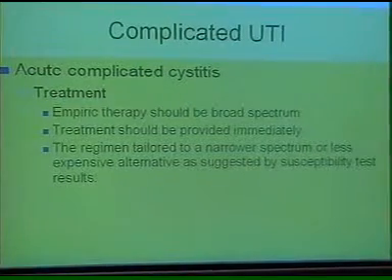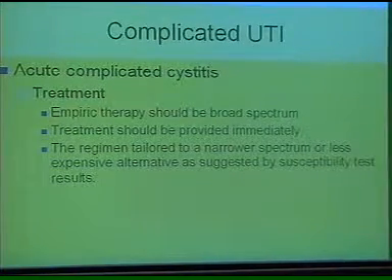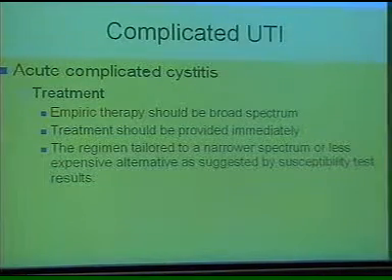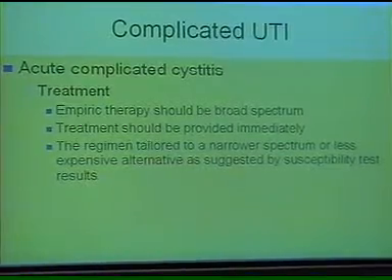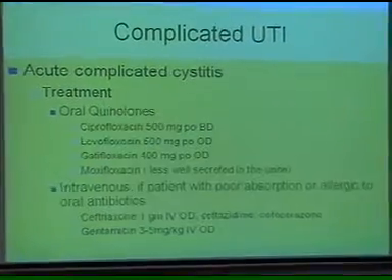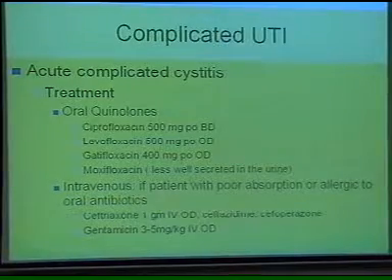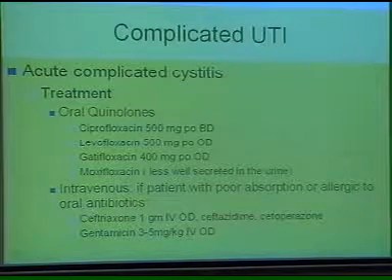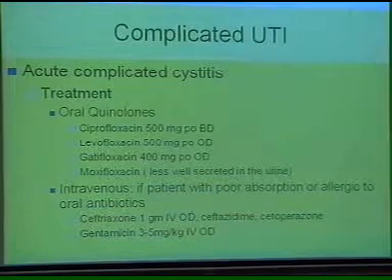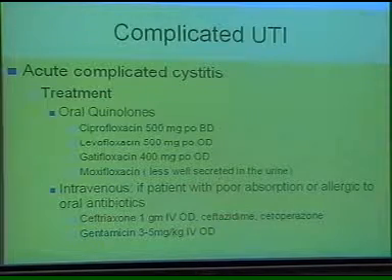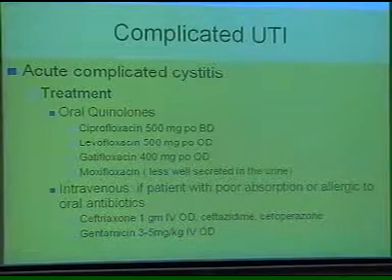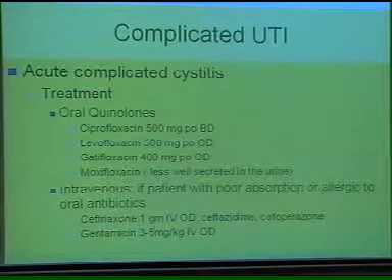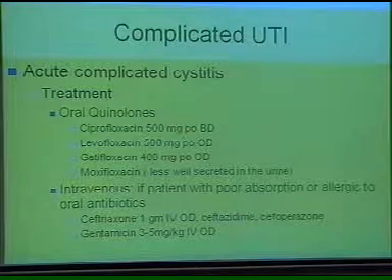General principles of therapy: empiric therapy should be broad spectrum in this case, and treatment should be provided immediately. And the regimen should be tailored to a narrower spectrum as suggested by the susceptibility tests. How do you treat? Quinolones are again the first choice. One thing to remember is that sparfloxacin and moxifloxacin are less well secreted in the urine, so they are not used. Depending on the severity of infection, if you decide to give intravenous antibiotics, then ceftriaxone or other third generation cephalosporins or gentamicin once a day dose can be used.